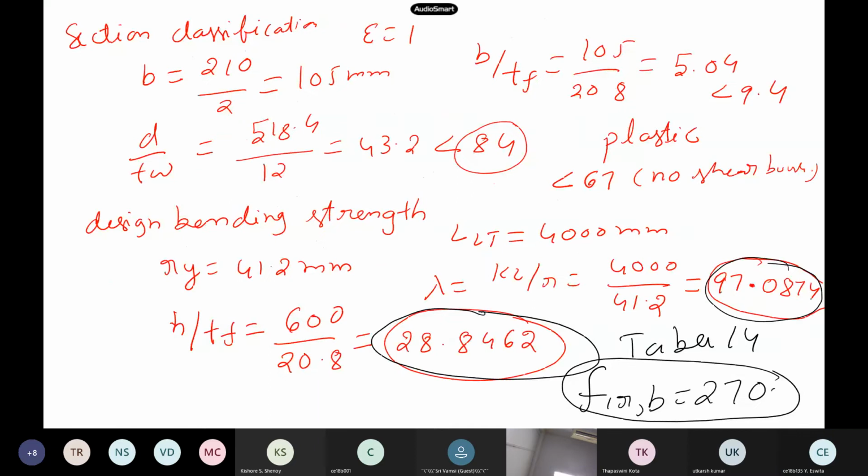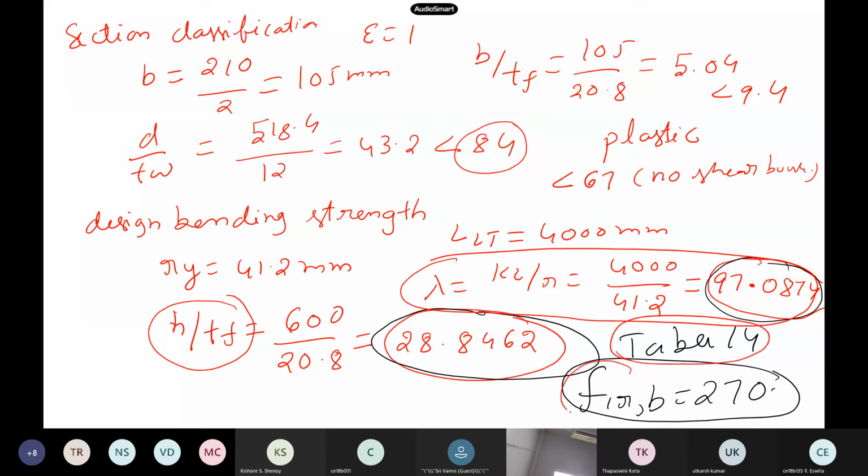Table is very easy. So what you have to do for the table? Simple thing. You find out the slenderness ratio. You find out H by T of F, which is anyway very, very easy. Just go to table 14, you calculate FCRB. The only thing is you may have to do some interpolation, because for this exact value you may not get it. It is a 2D interpolation, so approximately you find out.